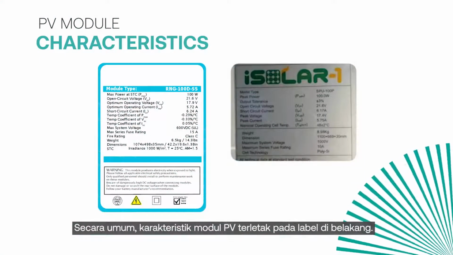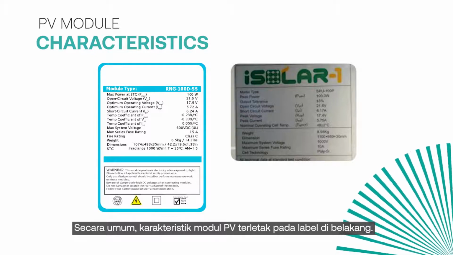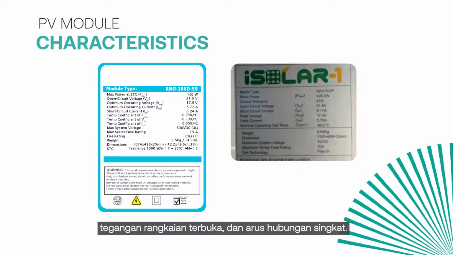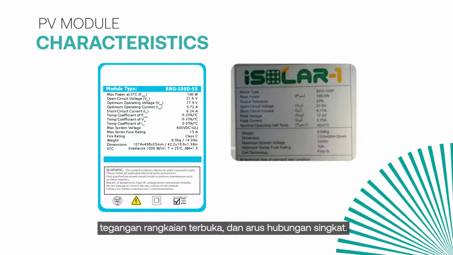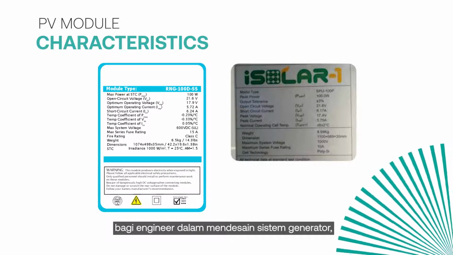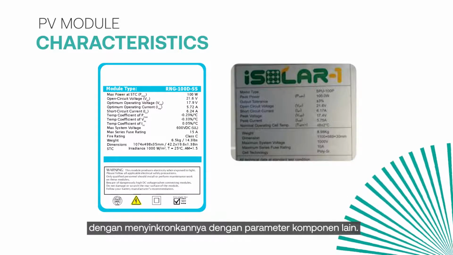Generally, characteristics of a PV module are located on the label placed on its back. Common main characteristics are max power, open circuit voltage, and short circuit current. They serve as references for engineers in designing a generator system by synchronizing them with parameters of other components.